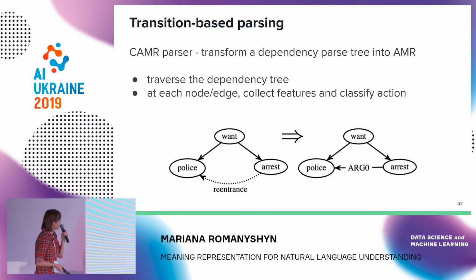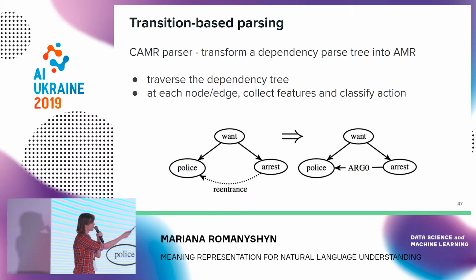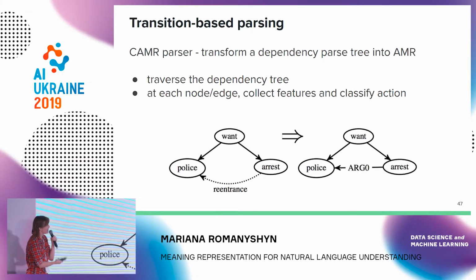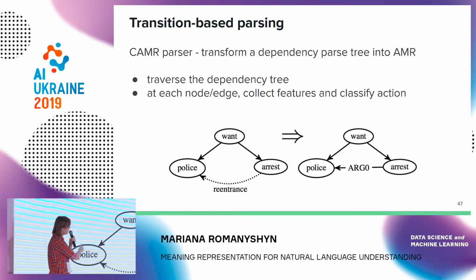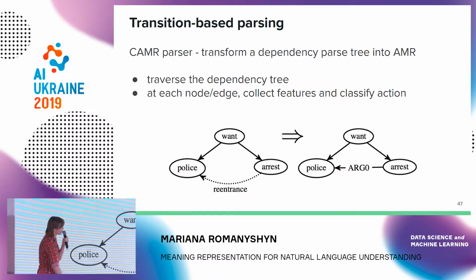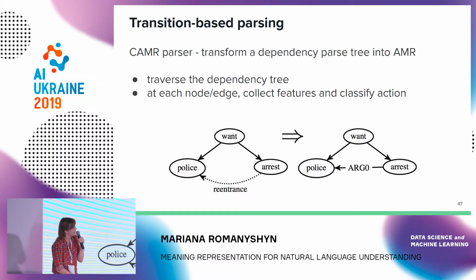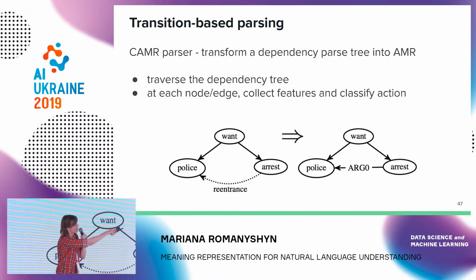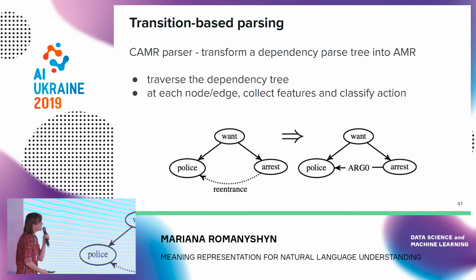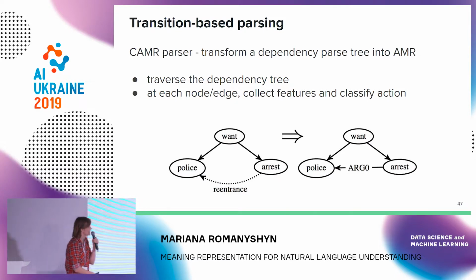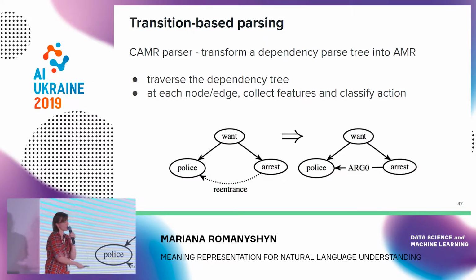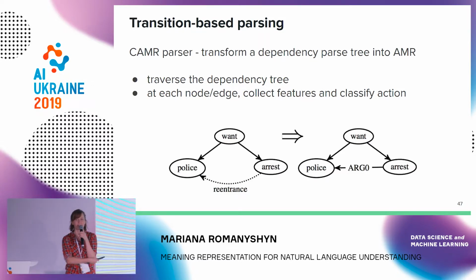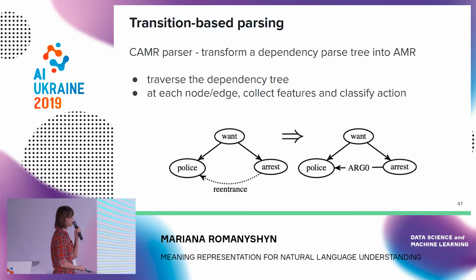So for example, if we have the sentence, police wants to arrest somebody, in the dependency tree, we only would have the word want with a relation to police and arrest. But in AMR, we also need to have this reentrance. We also need to know that the police are the doers of the arresting, right? So your classifier may predict that at this particular point, you need to do a reentrance. So reentrance is one of the classes, one of the actions that the classifier can predict.